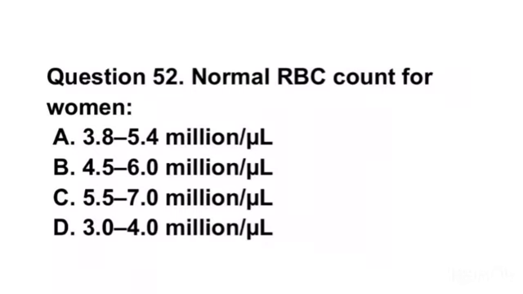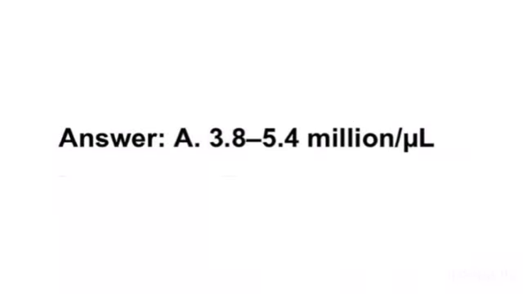B. 4.5 to 6.0 million per microliter. C. 5.5 to 7.0 million per microliter. D. 3.0 to 4.0 million per microliter. Answer: 3.8 to 5.4 million per microliter.